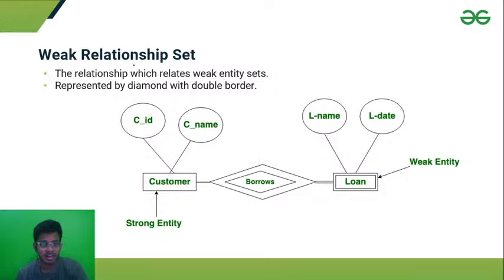What is a weak relationship set? The relationship which relates weak entity sets is called a weak relationship set. It is represented by a diamond with a double border, as it is written here.